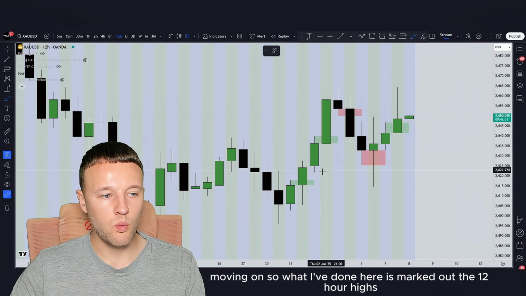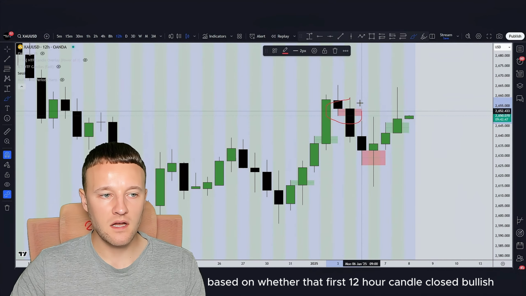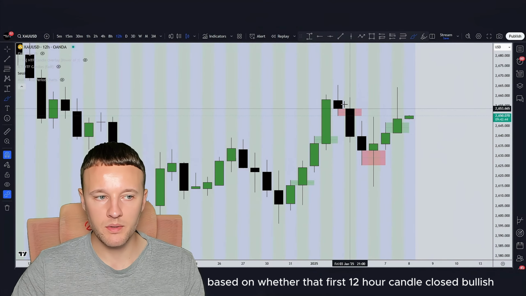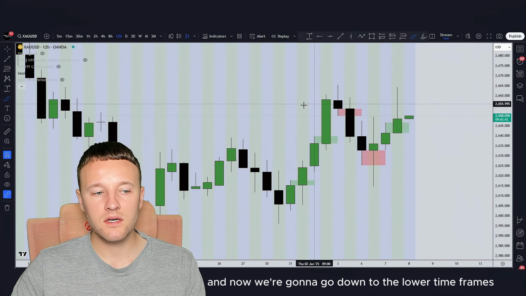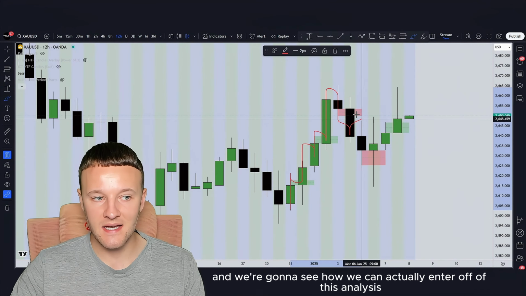All right, moving on. What I've done here is marked out the 12-hour highs based on whether that first 12-hour candle closed bullish or bearish. And now we're going to go down to the lower time frames, and we're going to see how we can actually enter off of this analysis.